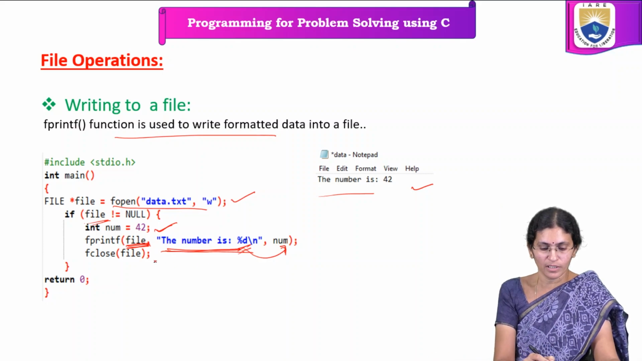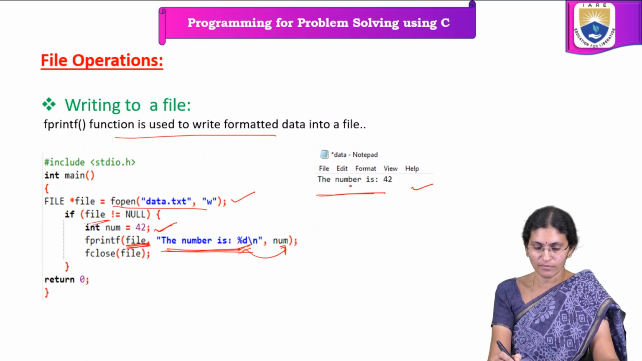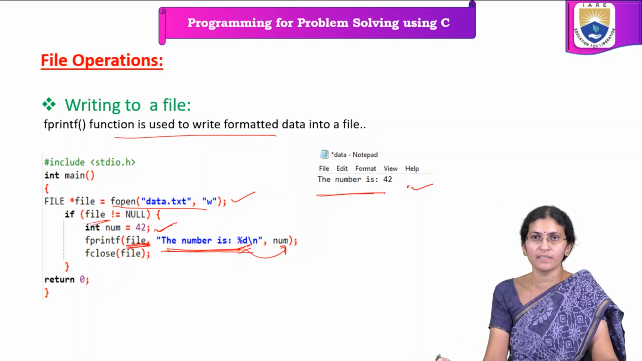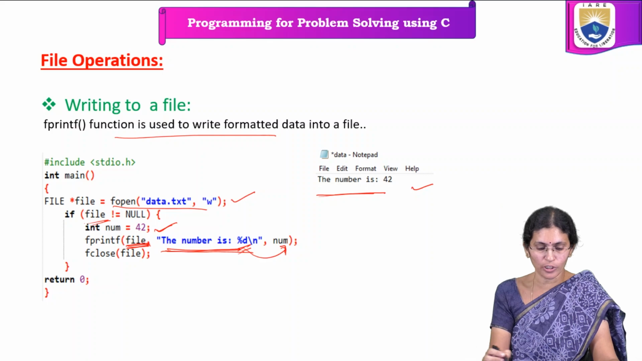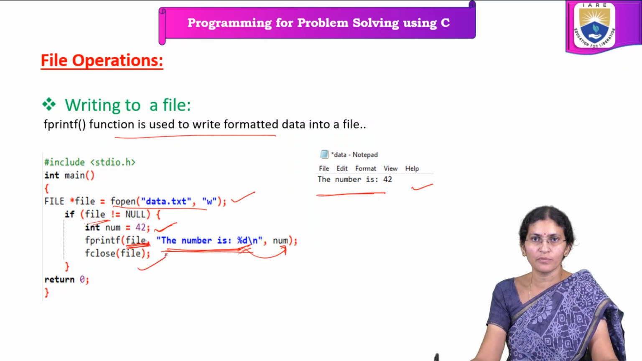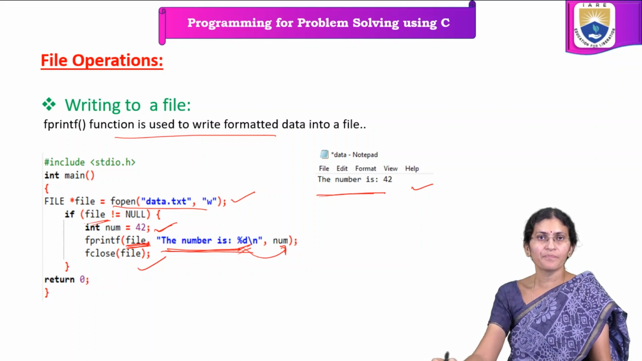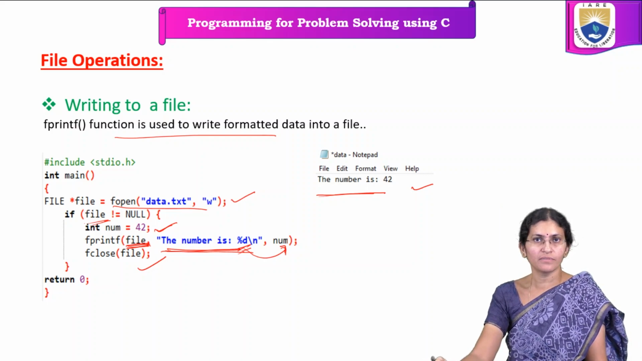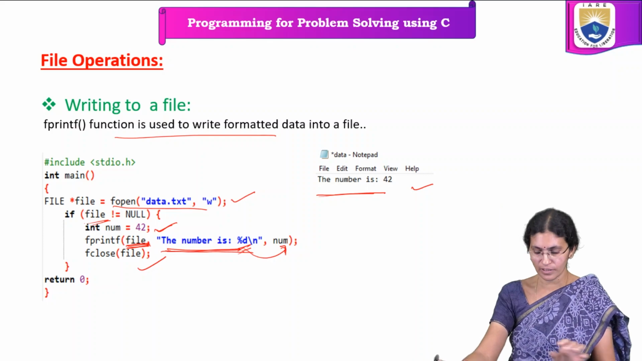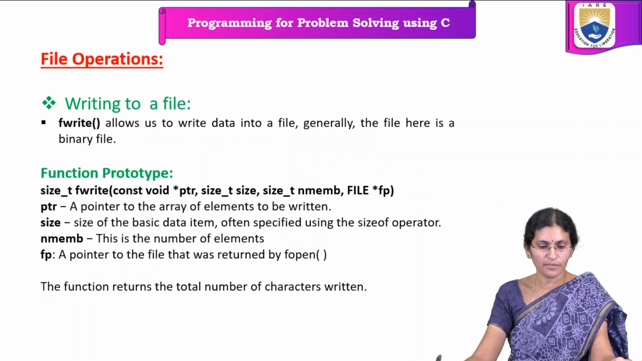With the help of this statement, these are the contents which are written to the file. When you open the data.txt file, you will get "number is 42". After performing the necessary operations, we need to close the file. In this way, we can write data to the file by means of the fprintf function.